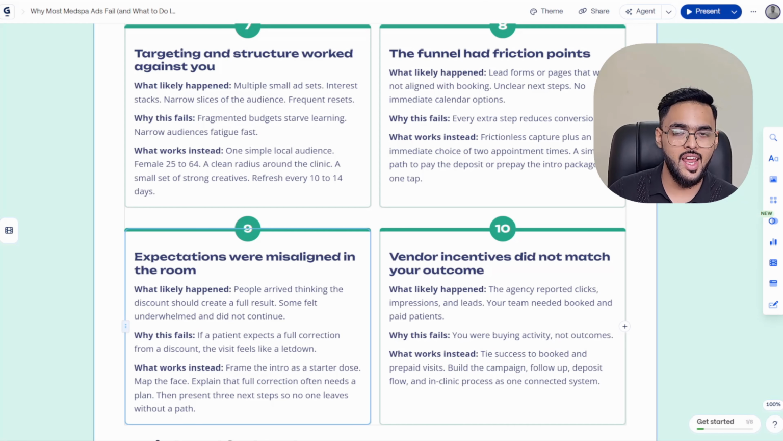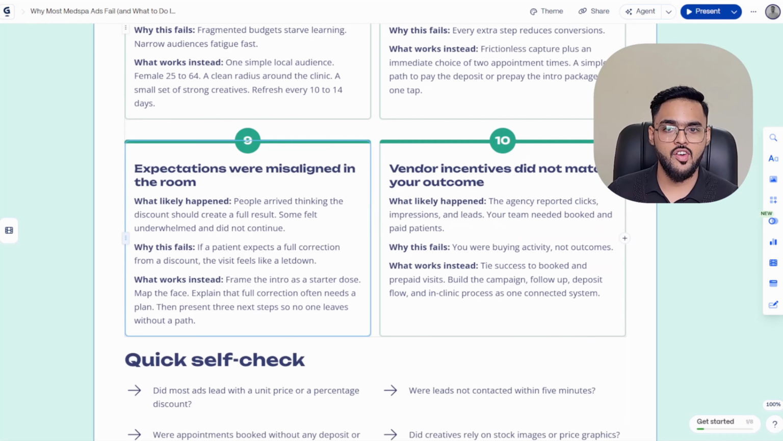The fix is aligning the system around one thing: booked and prepaid patients. Every ad, every follow-up, every step in the process leads to that outcome. That's when your spend finally feels like an investment instead of a gamble.